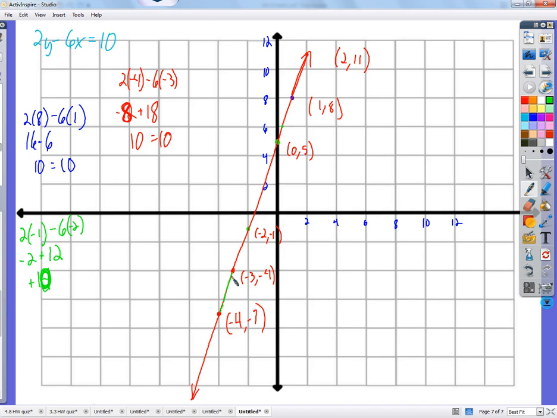Okay. This graph is not so much a point and a line connecting them, but the line itself is the collection of all of the points where that x and that y are a solution to the equation.